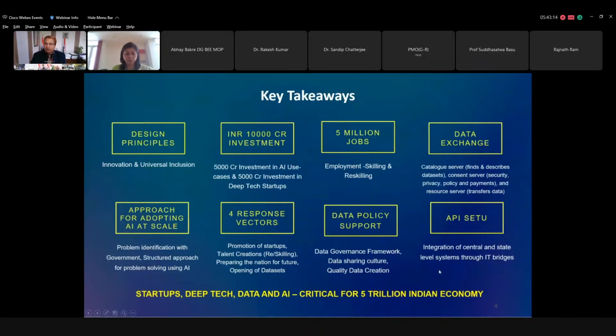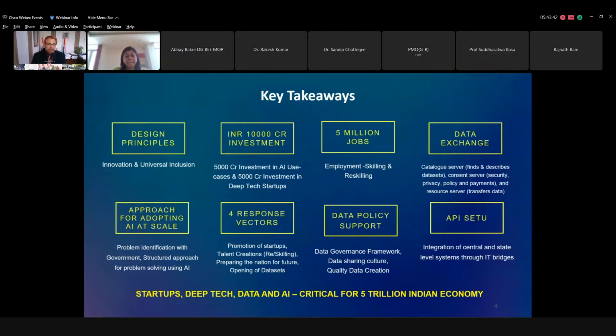Then, sir, data exchange also came out as one of the key takeaways, where the focus was on ensuring that access to data could be uniform for all the ecosystem partners in terms of ease of finding and describing data sets, in terms of security, privacy, and payments, etc., and also in terms of transferring data. So this was another key takeaway from this panel, sir.